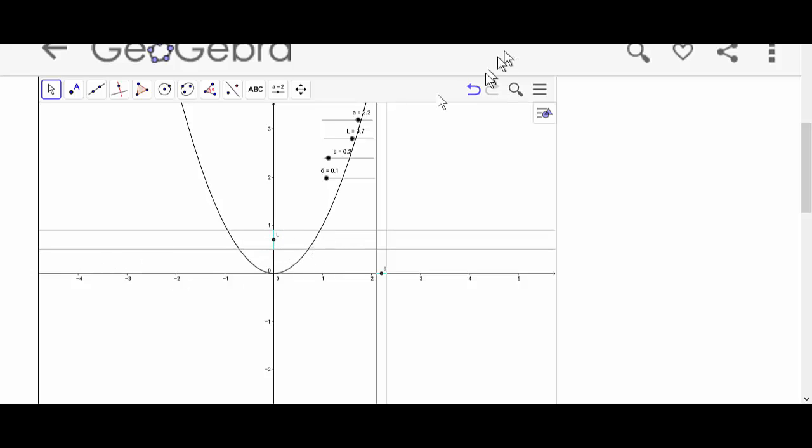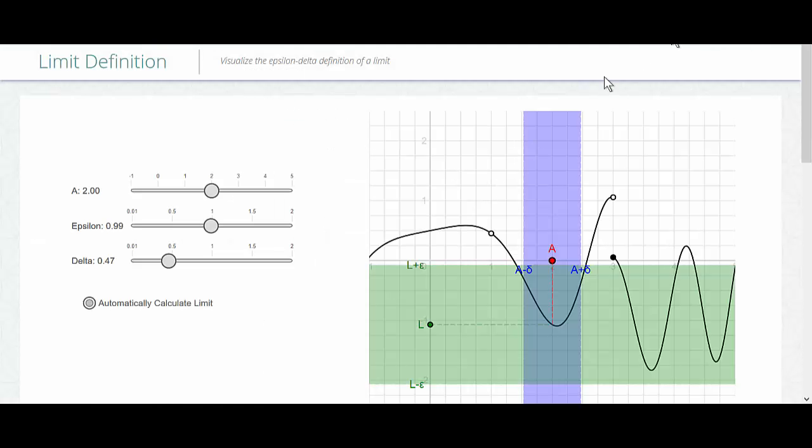So you'd have to move the value of A over there to get that, created within that value like that. So that's what that applet does. It does a pretty decent job of showing that. Okay, now here's a little bit better applet that I like.